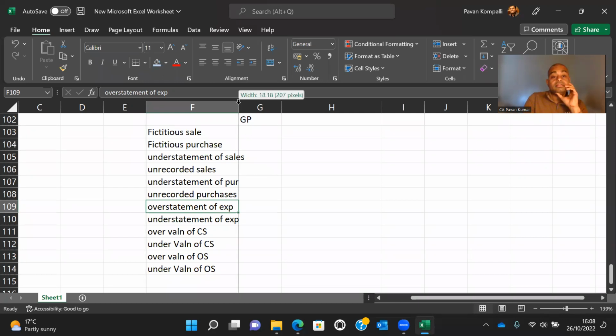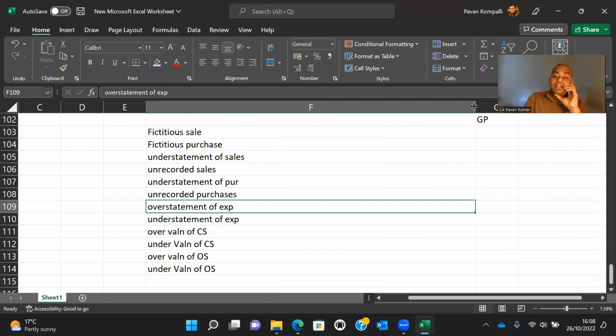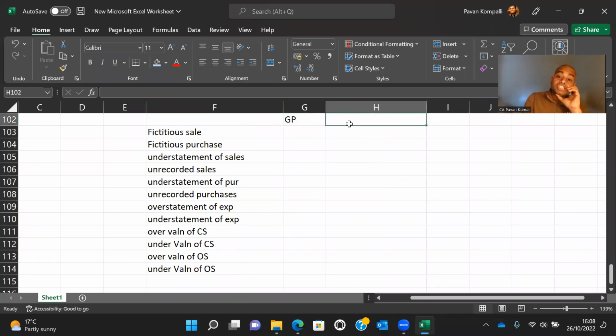Here you can write gross profit, and in the next column you can write cost of production or total cost also. This and this will be inverse. If profit is increasing, cost will decrease. If cost is increasing, profit will decrease. Simple. Is this a credit item or a debit item? Is it increasing the credits or decreasing the credits? Based on that, you can decide.